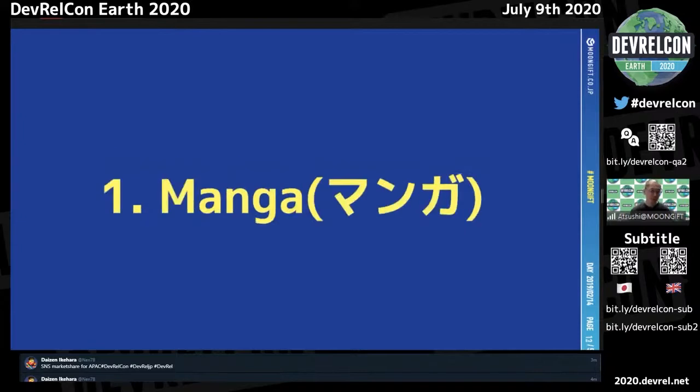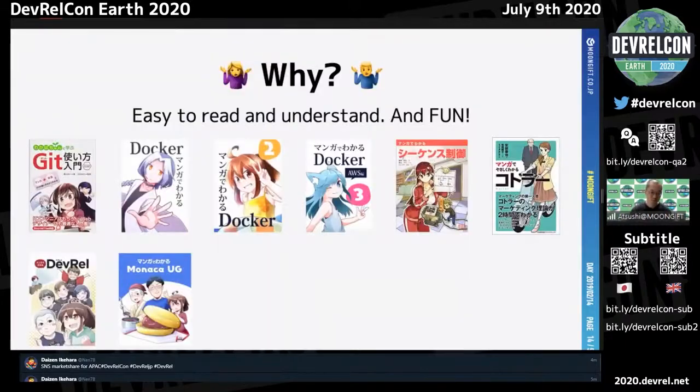First, manga. Do you like manga? Manga has become a major feature of Japan. 10,000 or more new comic titles are born every year. That's how much Japanese like manga. Now, we can learn new technology from manga.